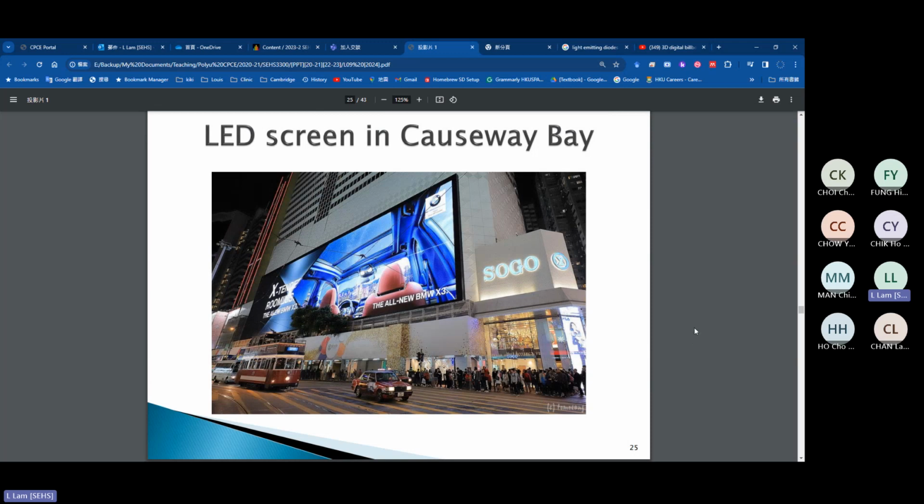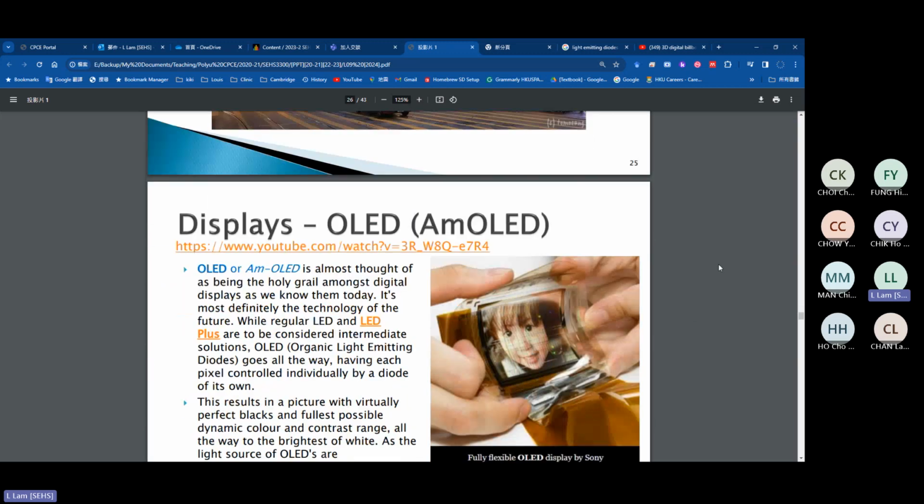Okay, and it's really impressive. And I believe that we have so many such displays around the world, even in Hong Kong. I remember there is a similar display in Mong Kok. And if you have time, you can go around and have a look at the outdoor screens around us, and it would be something very attractive.